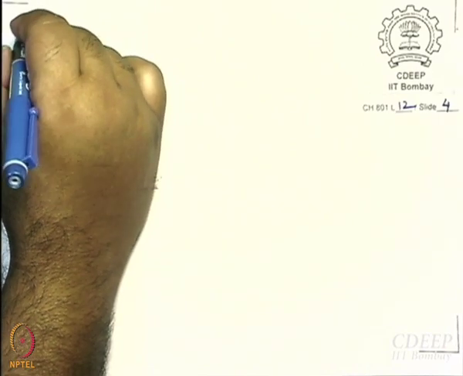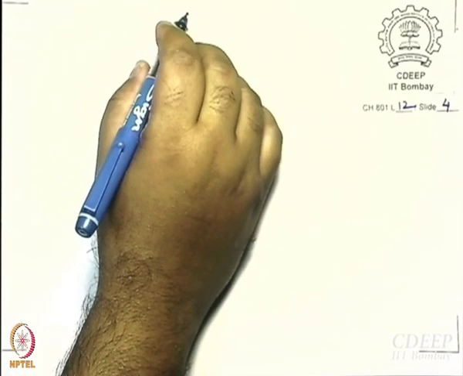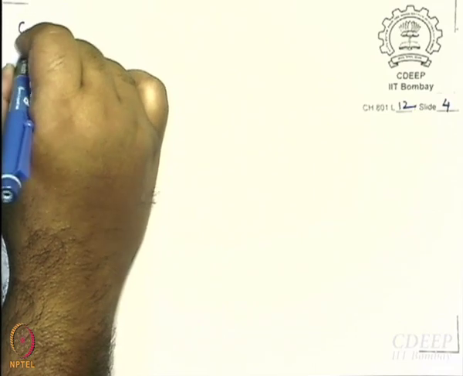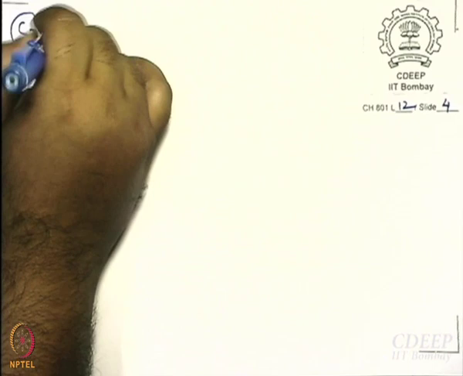Which point group is this? C2V. Visible? Yeah. Yes. Yeah.